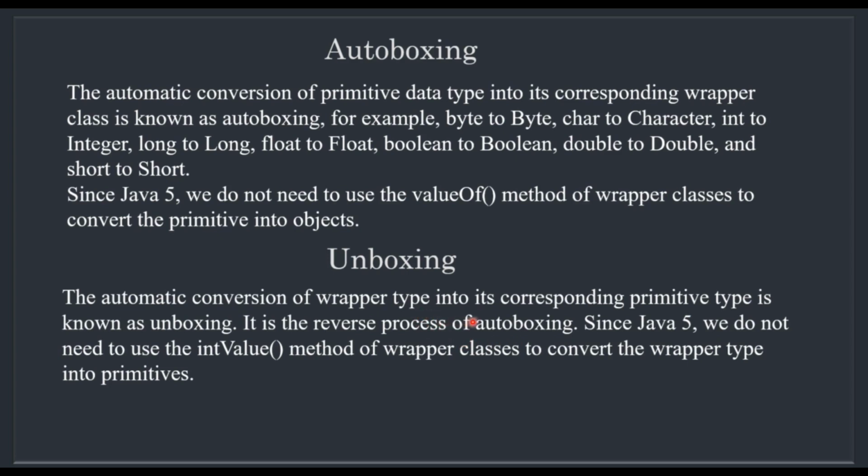The automatic conversion of a wrapper type into its corresponding primitive type is known as unboxing. Before Java 5, we used the intValue method to convert an object into a primitive data type, but after Java 5 we are automatically doing unboxing.